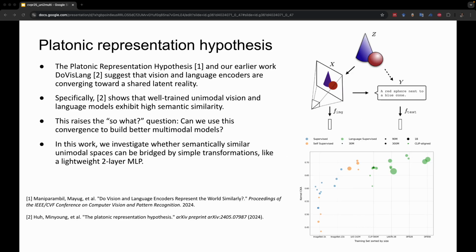The Platonic Representation Hypothesis suggests that vision and language models converge towards a shared latent reality. Prior work, including ours at CVPR 2024, shows strong semantic similarity between their embedding spaces. So in this work, we ask, can the similarity be harnessed using just a small MLP layer? Our goal in this work is to leverage the Platonic representation hypothesis for practical gains in terms of compute and data efficiency.